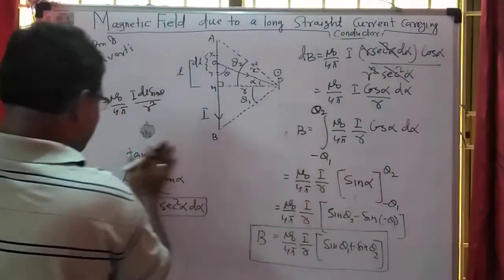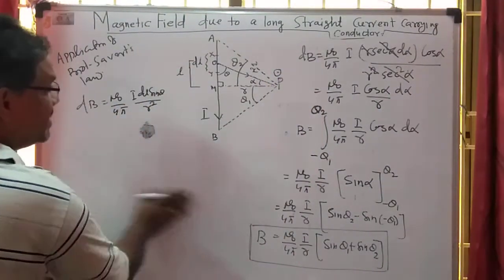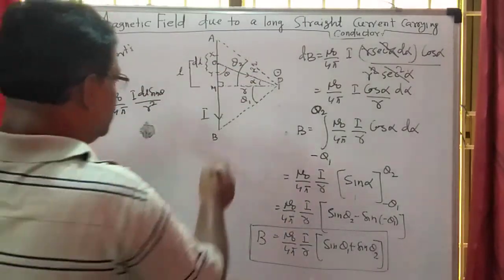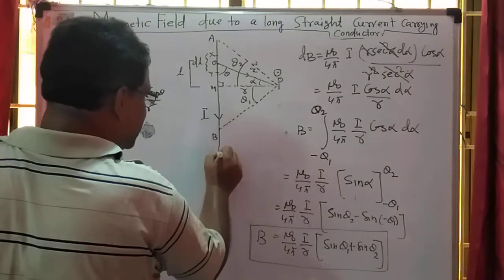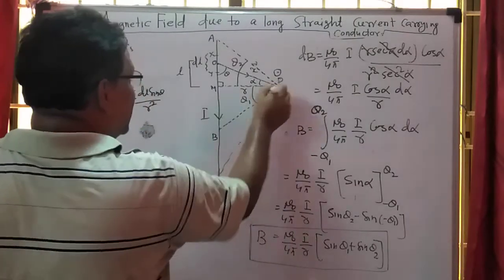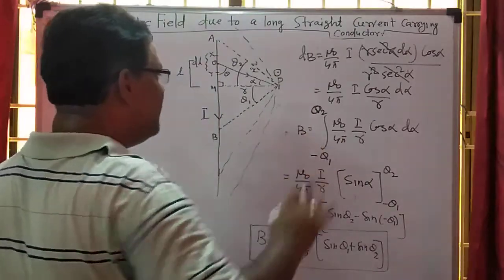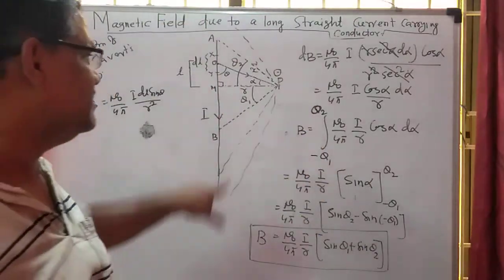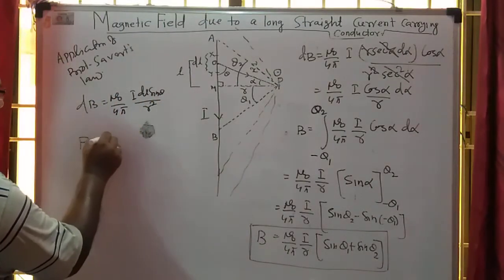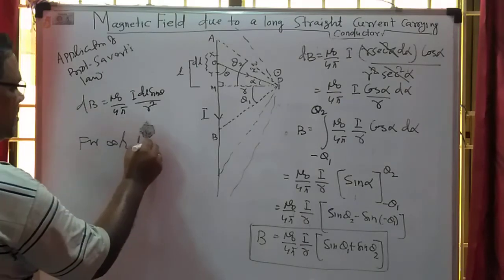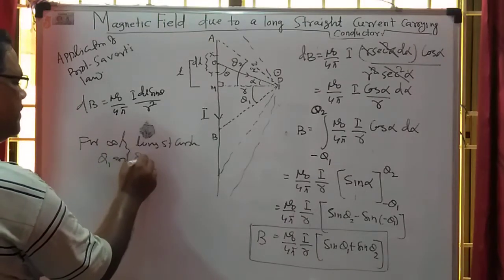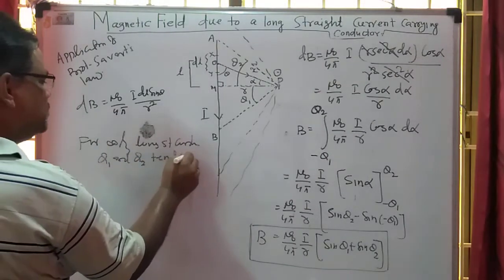The important thing is, if the conductor is extended to infinity, how will it be? Suppose you extend it, automatically theta 1 gradually increases. If you extend more, theta 1 also increases, and in this case theta 2 also increases, and finally for an infinitely long straight conductor, theta 1 and theta 2 tend to pi by 2.